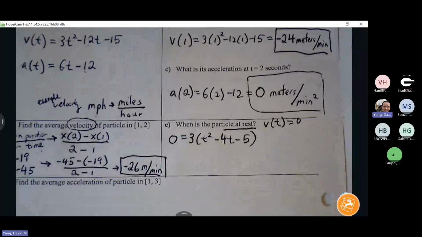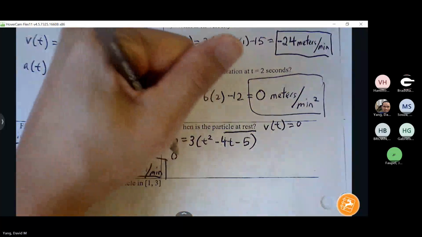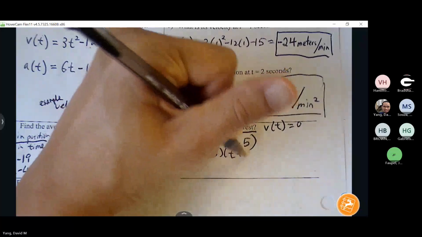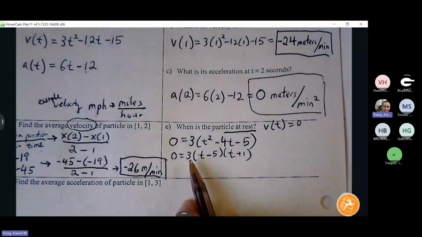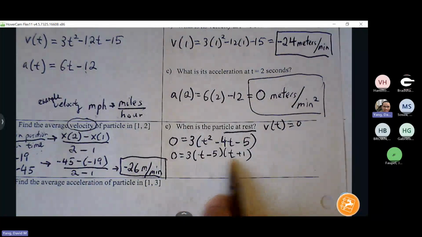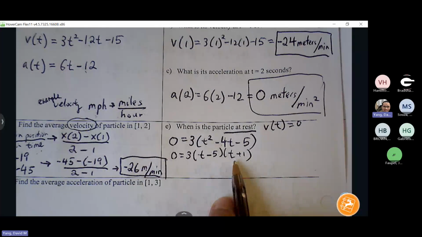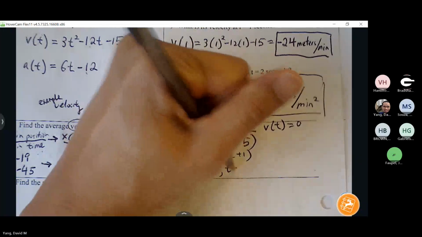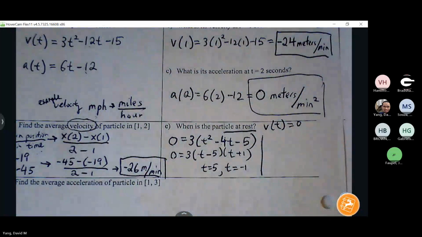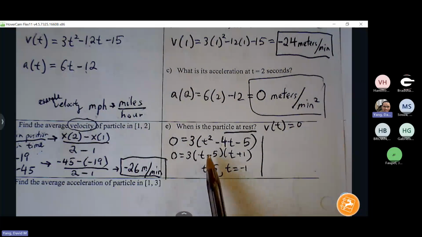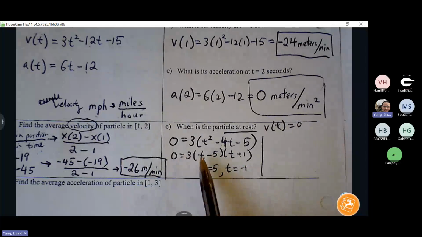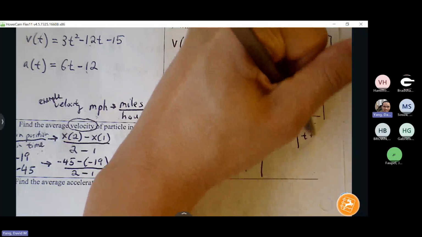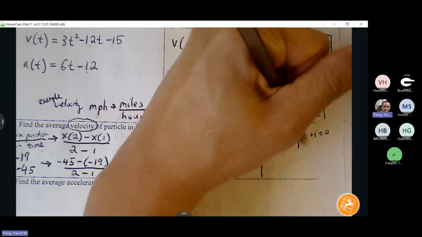Multiplies to be negative 5, adds up to be negative 4. The 3 is not going to produce any t values for me. It's only the t minus 5 and t plus 1. So t minus 5 equal to 0, I get t equals 5. T plus 1 equals 0, I get t equals negative 1. I set each parentheses equal to 0, and I just solve for t.